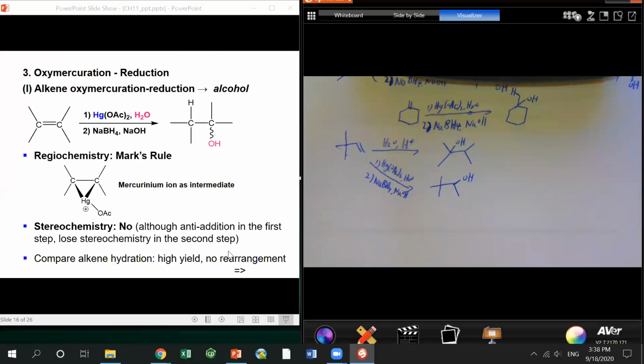And later in this chapter we will learn the third reaction. The third reaction can also convert an alkene to an alcohol, and gives you very special regiochemistry and also stereochemistry. So, later.